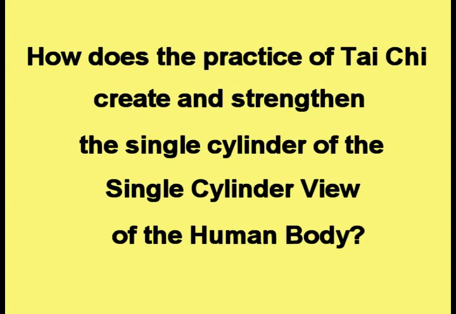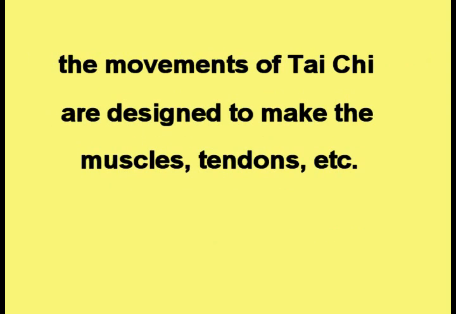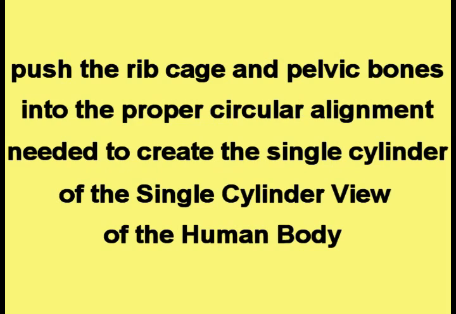How does the practice of Tai Chi create and strengthen the single cylinder of the single-cylinder view of the human body? According to Happeh theory, the movements of Tai Chi are designed to make the muscles, tendons, etc. push the rib cage and pelvic bones into the proper circular alignment needed to create the single cylinder of the single-cylinder view of the human body.